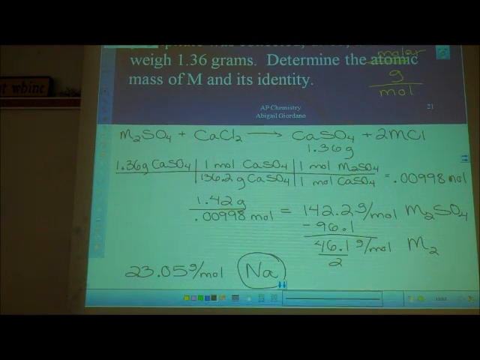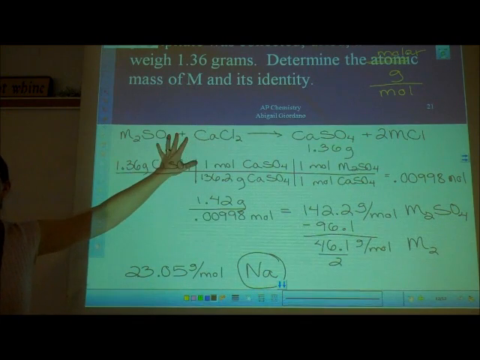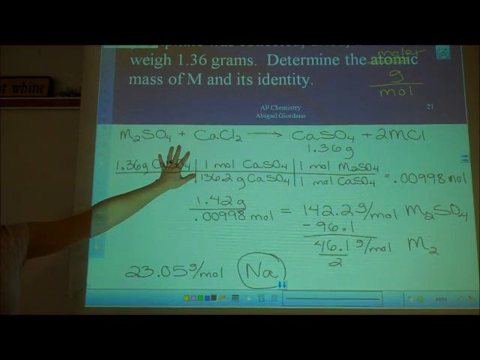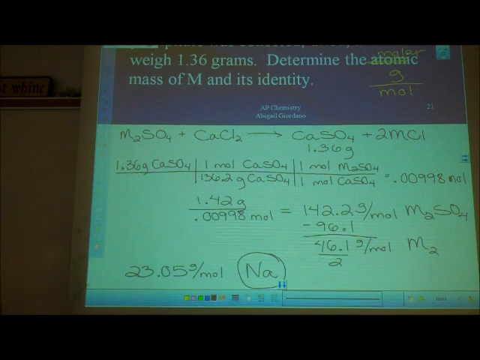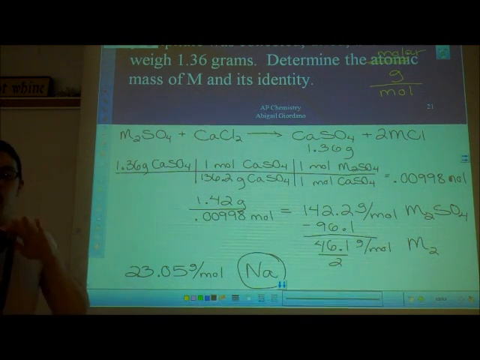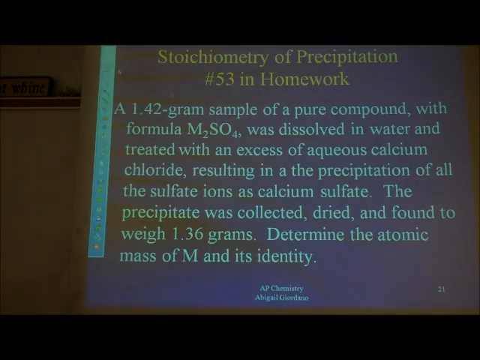Okay. Guys, I want you all to realize you could have done this problem back in chapter 3. There's nothing in this problem save one word that you would have understood back in chapter 3. We had not talked about a precipitate. That's the only thing. Everything else you could have done. Okay? Alright. Moving on.